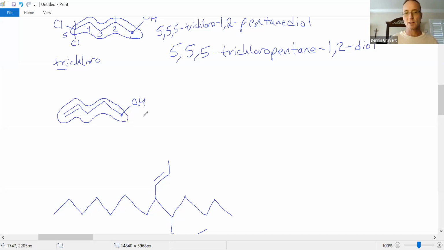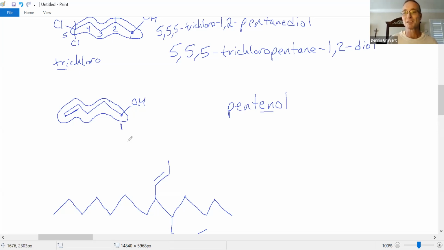Okay, this one's a little trickier because when we name the parent, we definitely have to add the ol suffix because that's the highest priority group. But alkenes and alkynes, double and triple bonds, don't have prefixes. You have to use a suffix. That's annoying. That's the way IUPAC set it up. So the parent name is going to be pentane, but you switch it to pentene because of the alkene. You drop the E and add the ol. Pentenol. Fun.